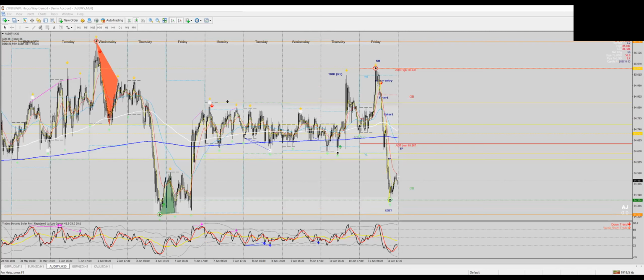Trade strong and take the highest probability trade. Mark up your charts. If you want me to see them, share them in the group. We'll be happy to talk about it.